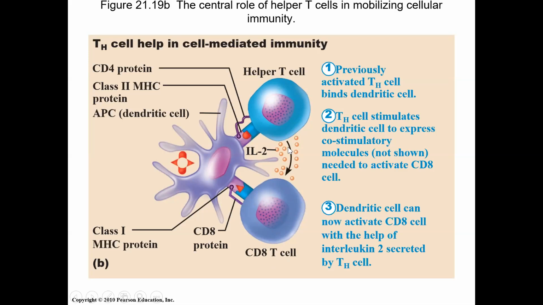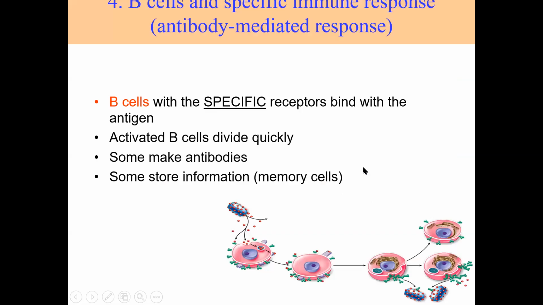So interleukin 2 is the co-stimulator for the mitotic process, and this protein is released by activated T helper cells. So how can you activate T helper? T helper has to bind with MHC2. Okay, so please review this process.